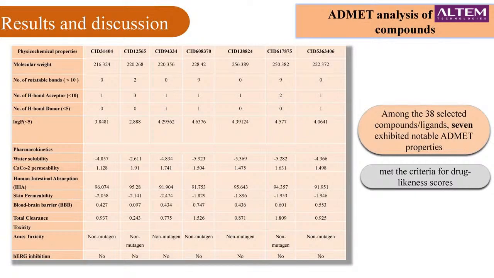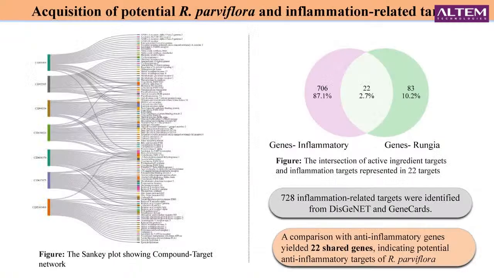So like I already mentioned, we have considered 38 compounds, and of these 38 compounds only 7 exhibited notable ADMET properties and met the criteria for drug-likeness scores. That is why we selected these 7 compounds and went ahead with the next study, that is acquisition of potential Rungia pectinata and anti-inflammatory targets. On the left side, you can see a Sankey graph.